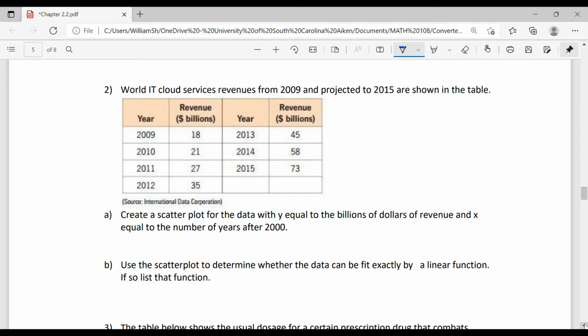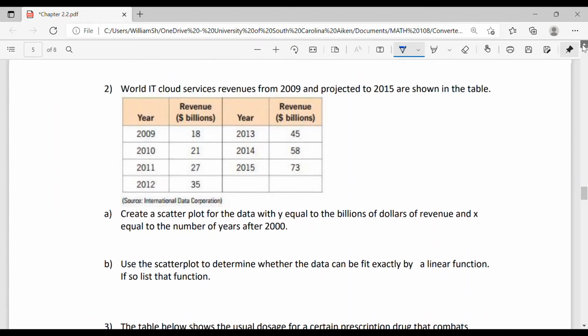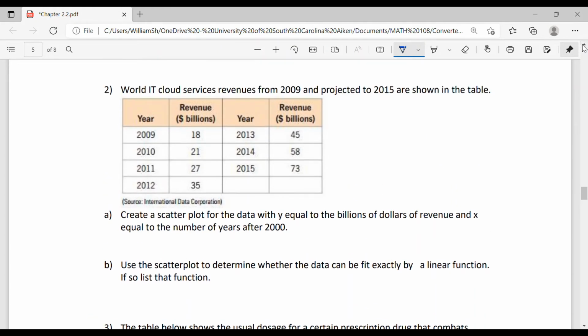B says to use the scatter plot to determine whether the data can be fit exactly by a linear function. If so, we want to list that function. Okay, so let's get with this. We do need to align for the number of years after 2000. So this will be year 9, 10, 11, 12, 13, 14, and 15. So be sure to do that.